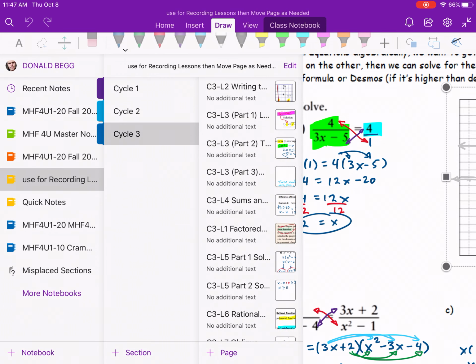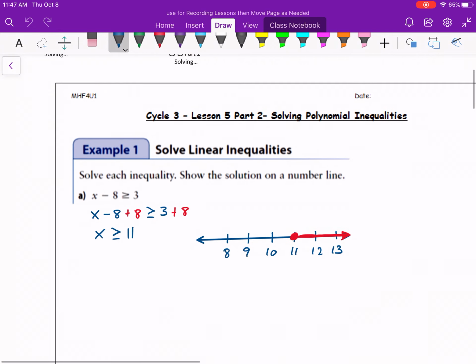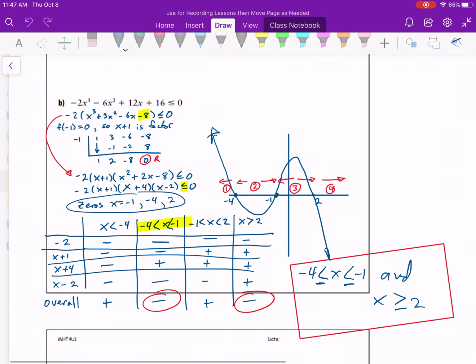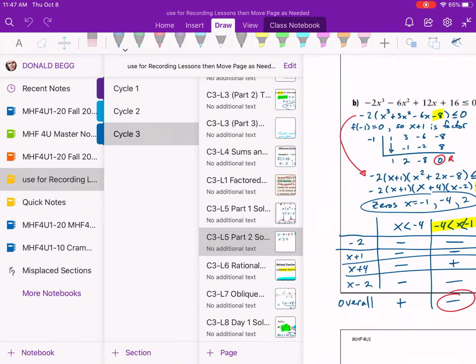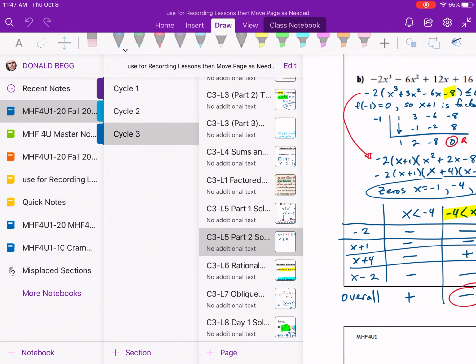Solving. Is this it? I think this might be it. This is it. In lesson, cycle 3, lesson 5, remember where we found the zeros, and the zeros broke a graph up into sections, and then we wanted to know where the graph was above for greater than or below for less than when we were solving our polynomials. So we're going to use something similar to that.